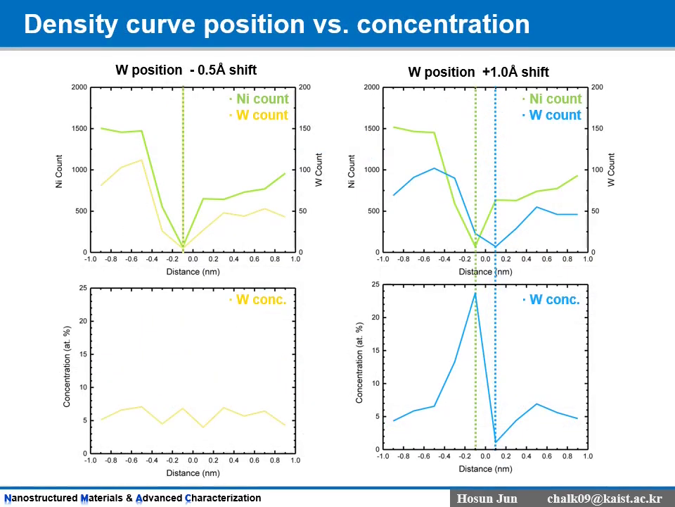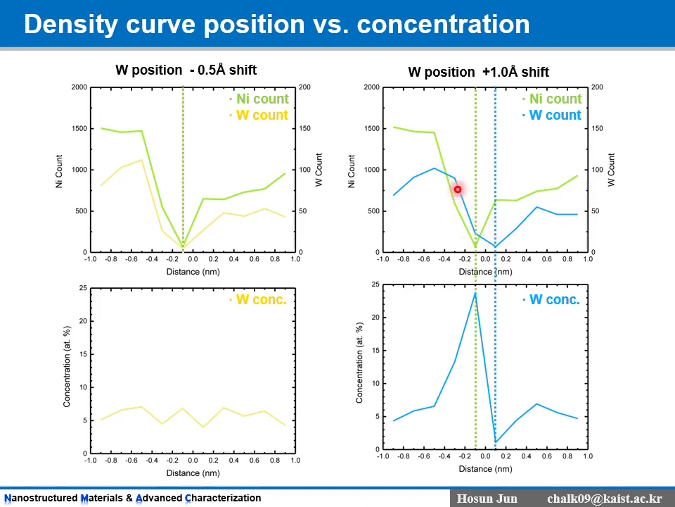When we look closer at the density profile and the concentration profile at the same time, we can see the cause of this artifact. On the left side, when the Z position difference is small, the minimum of the density curve of nickel and tungsten is at the same position. And the concentration profile shows no height artifact here. But on the right side, when the Z position difference is increased, the minimum of nickel and tungsten density curve is separated.